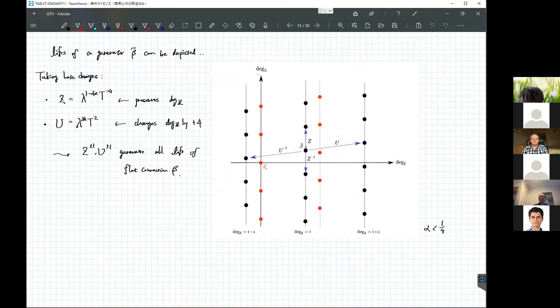There are two kinds of grading, the R grading and the Z grading. All lifts of beta form a lattice, and these are shifted by the actions of Z plus D. Taking base changes, we can introduce other generators of this covering transformation, Z of this form and U. Z is an action which preserves the Z grading. So this is the action of Z. And there is also the action of U, which changes the Z degree by plus or minus 4. So this is the action of U. And the actions of Z and U generate all lifts of flat connections.